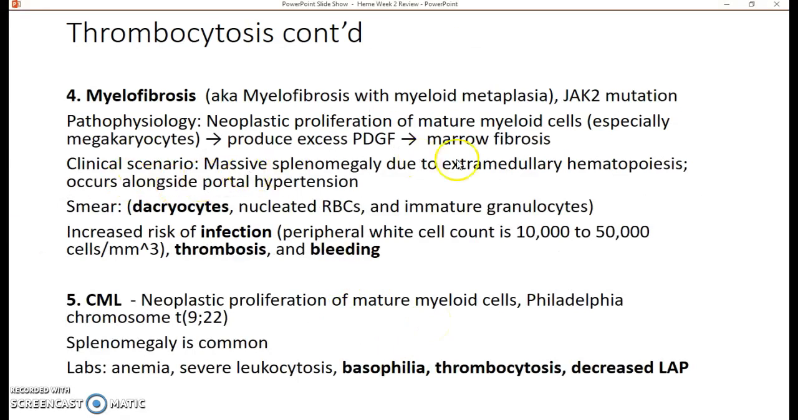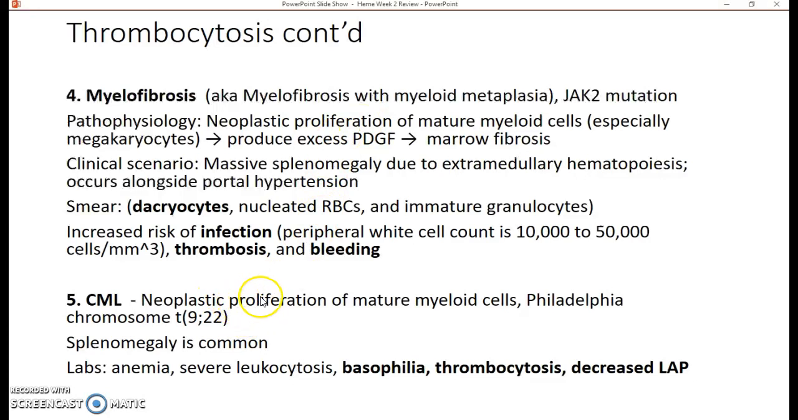So myelofibrosis, again, you can see this JAK2 mutation. Myelofibrosis is on that spectrum that can progress to more malignant cells, because the marrow is getting crowded out by this fibrosis. You can get massive splenomegaly and extramedullary hematopoiesis because the bone marrow is being pushed out, and you can get an increase in platelets because of these mutations.